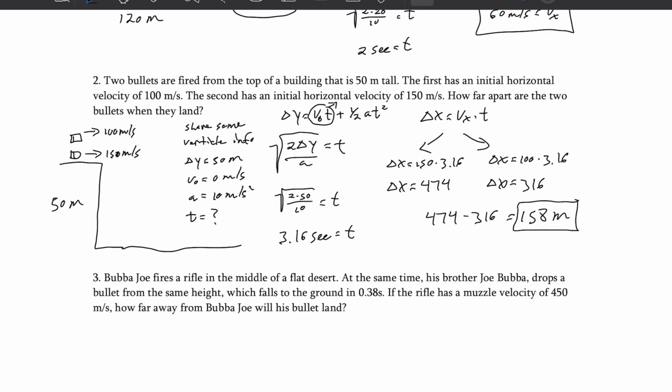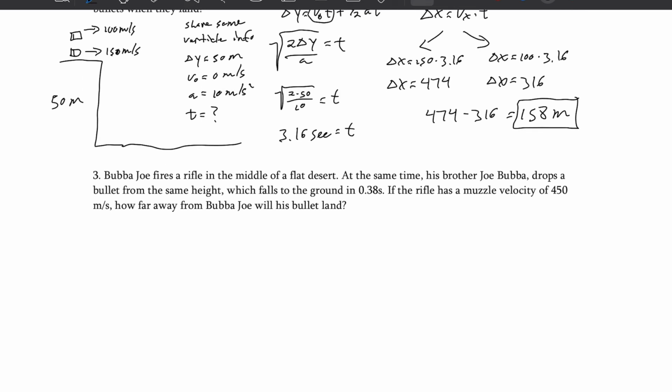Final problem on this page. Bubba Joe fires a rifle in the middle of the flat desert. So Bubba Joe's shooting a rifle, and then Joe Bubba, his brother, is just simply dropping a bullet. So we have a bullet being dropped, another bullet being fired horizontally, both from the same height. The bullet that's being dropped takes 0.38 seconds to fall. Since they both have an initial vertical velocity of 0, they have the same distance to fall, same gravity acting. We know both share the same time of 0.38 seconds.